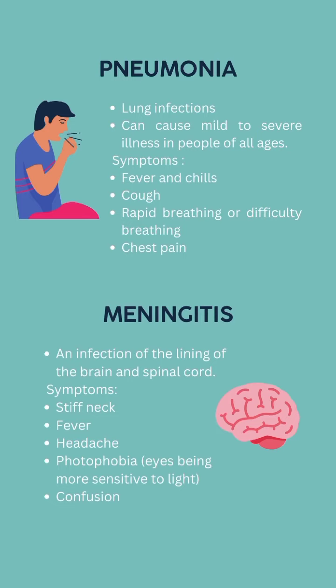Pneumonia is a lung infection. It causes mild to severe illness in people of all ages. The symptoms could be fever and chills, cough, rapid or difficulty in breathing, or chest pain. Meanwhile, meningitis is an infection of the lining of the brain and the spinal cord. You should check on this if you have the following symptoms.